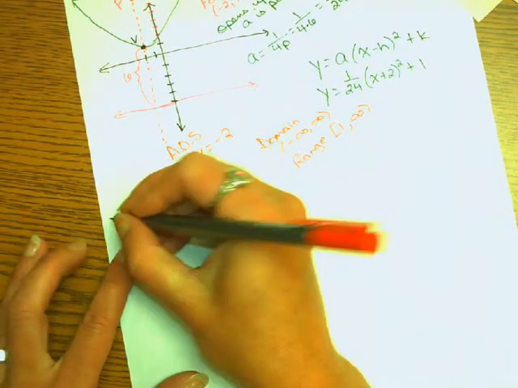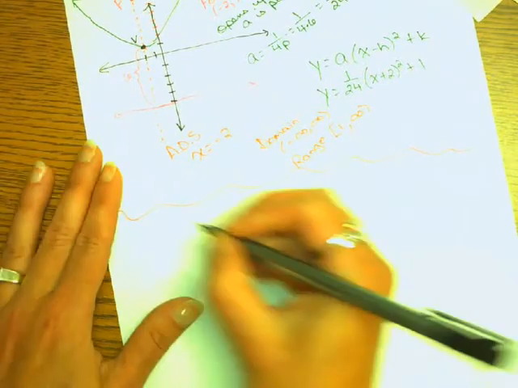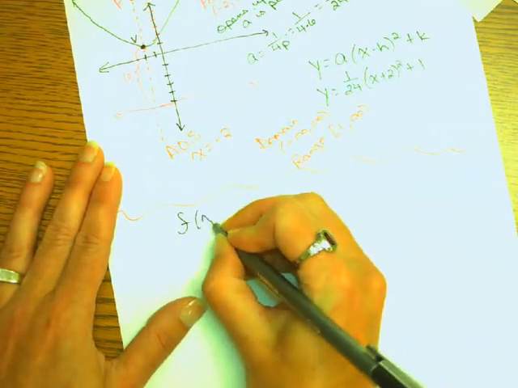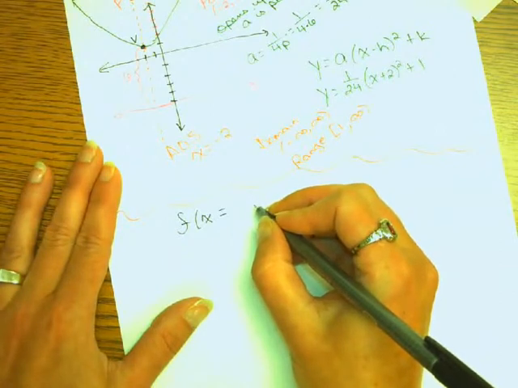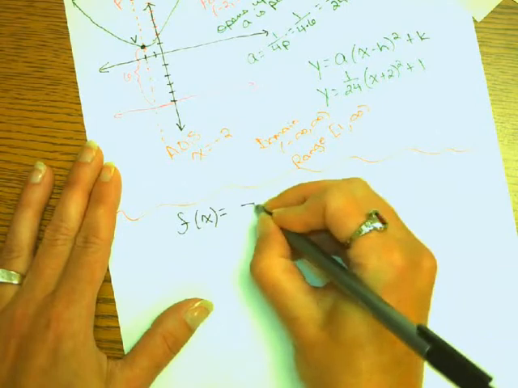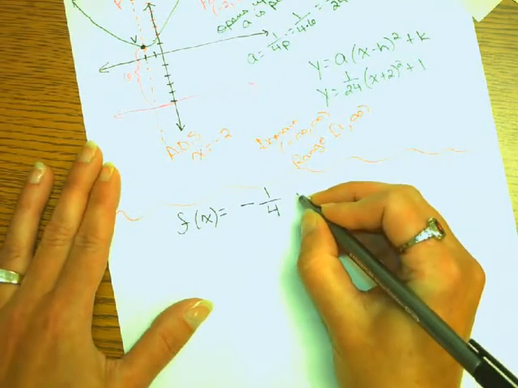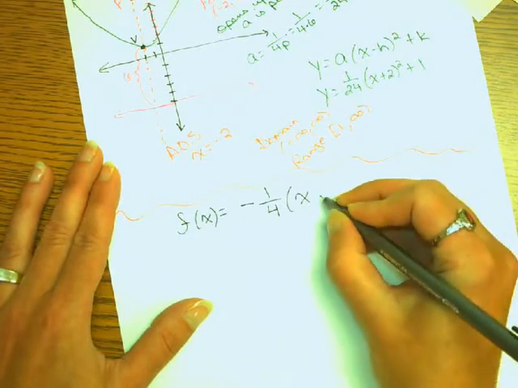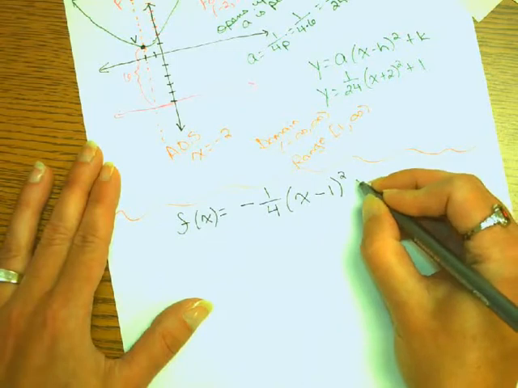Now the next thing you're going to have to be able to do is take the equation and work backwards. So let's say we had f of x equals, oh, I don't care, negative 1/4 (x minus 1) squared plus 3.